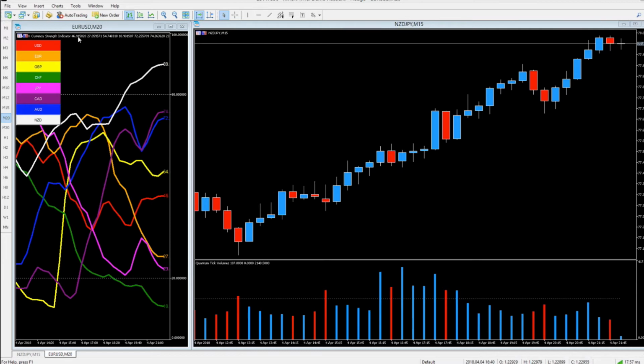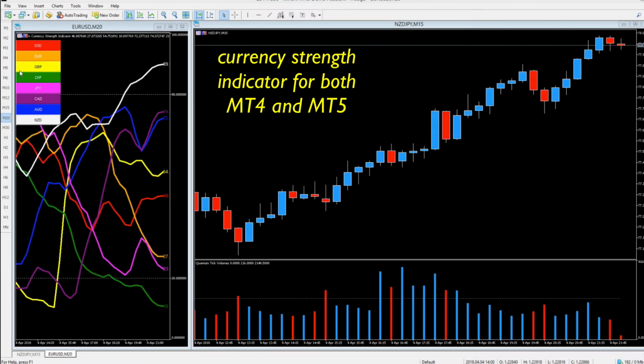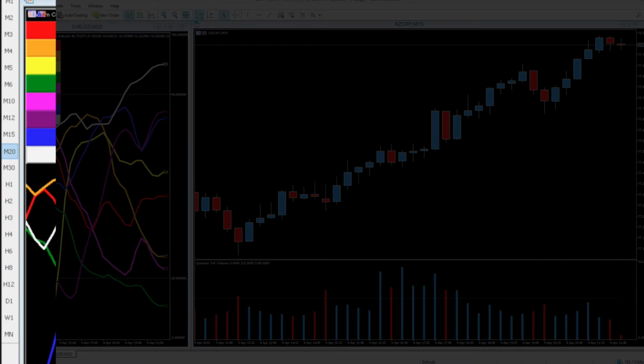Now, if you're looking at this video and you can see this is on a 20-minute time frame and you're wondering how have we got a 20-minute time frame, this is in fact on MT5. The currency strength indicator is now available on the MT5 platform, as well as the hugely popular MT4 platform. As you can see down the side here, let me just pop my highlighter on for a moment. You can see down here we have a whole variety of time frames which are available to us on MT5, many of which are not available on MT4.